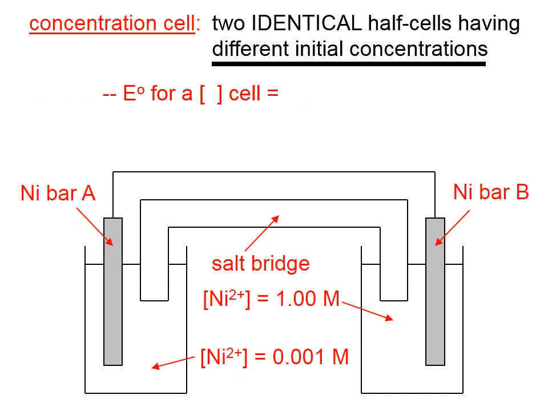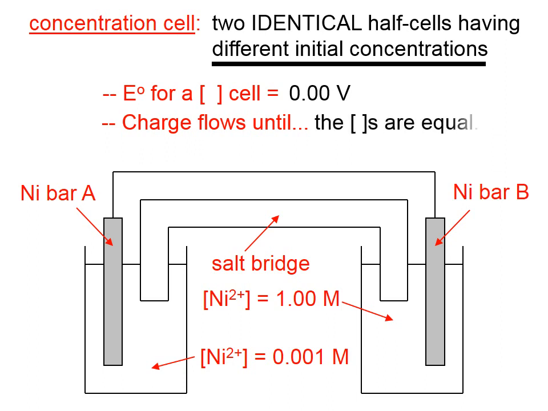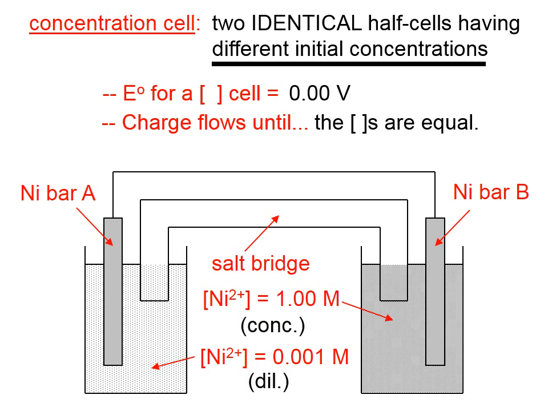If the two half-cells are identical, then the standard cell potential for a concentration cell is 0. Charge will flow in such a case until the concentrations are equal. So if we look at this diagram at the bottom, we have a concentration cell. We have on the left a nickel electrode and nickel 2 ion in solution. On the right we have a nickel electrode and nickel 2 in solution. The difference is that the one on the right is concentrated and the one on the left is dilute.